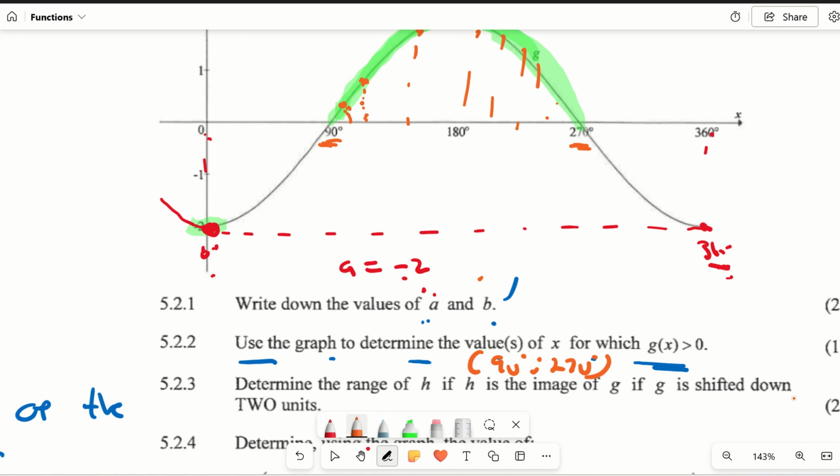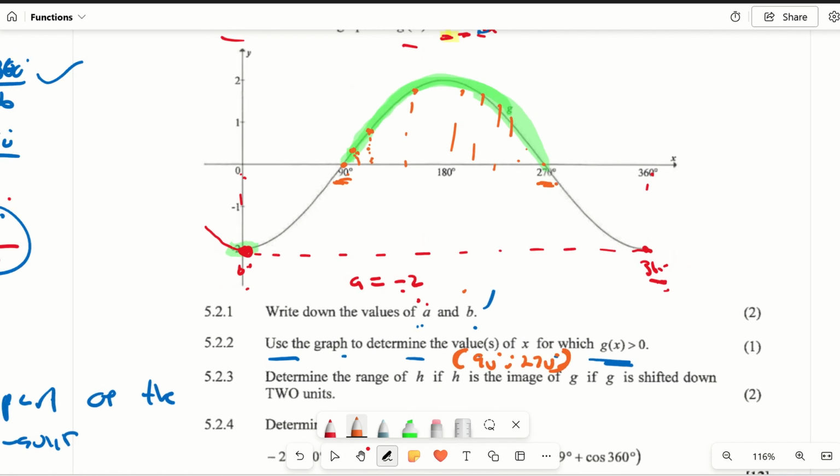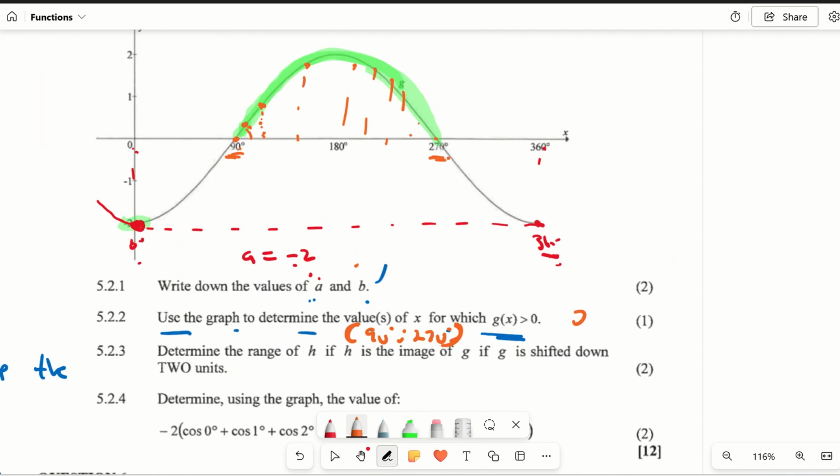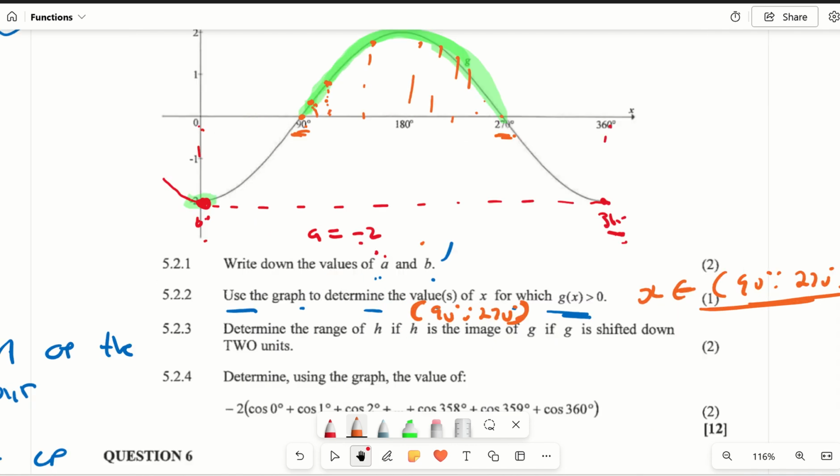We are excluding 90, so we put curly brackets. We're excluding 90 and 270 because 90 and 270 lie on top of the x-axis. We're only interested in points that lie above the x-axis. That's your answer. Another way to represent it is like so: x is an element of (90 degrees, 270 degrees). Are we together?